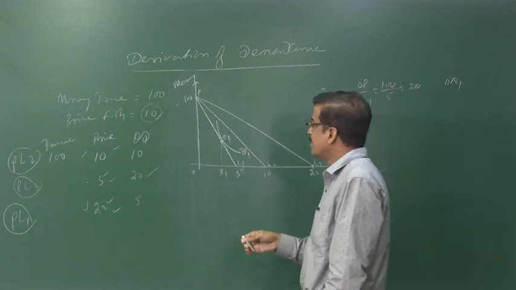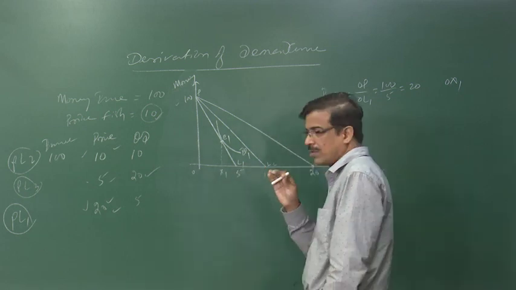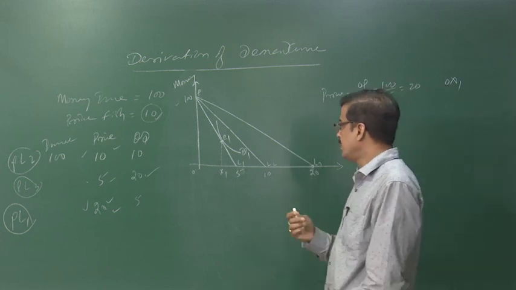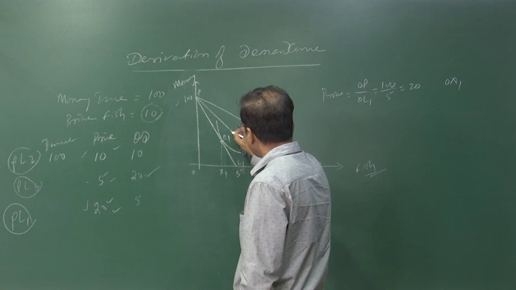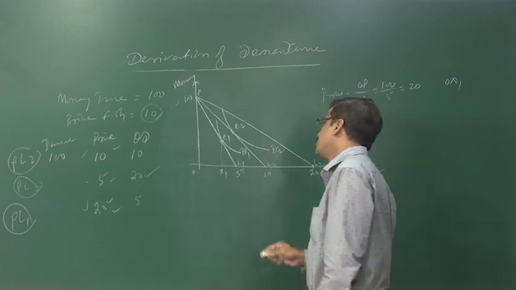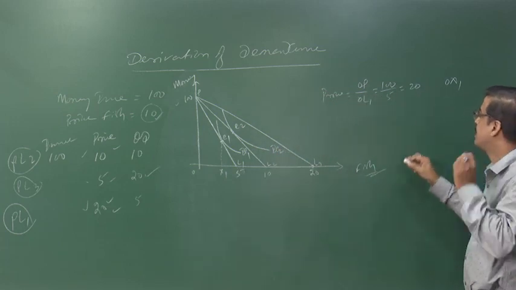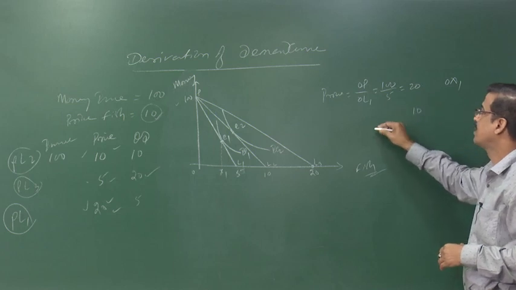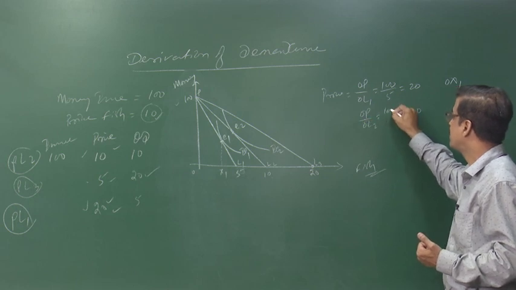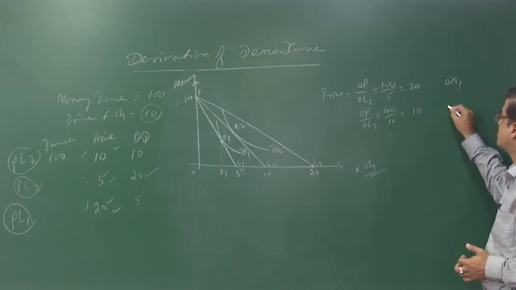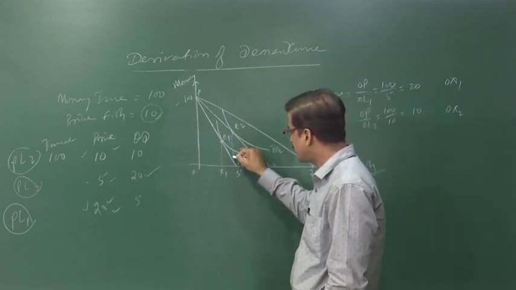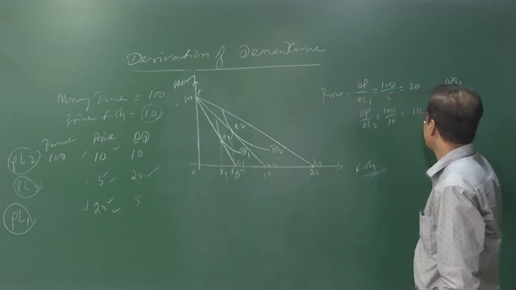Similarly, when the price of the product falls, instead of 20 rupees it is now 10 rupees. When it is so, the consumer is consuming, let us say, OX2. Why is it so? Because the price of the product falls from 20 to 10. How does the price fall to 10? That means OP divided by OL2, I mean 100 divided by 10, which turns out to be 10. In this situation you are going to consume OX2, so the consumer is consuming OX2 units of the product at the price of 10 rupees.